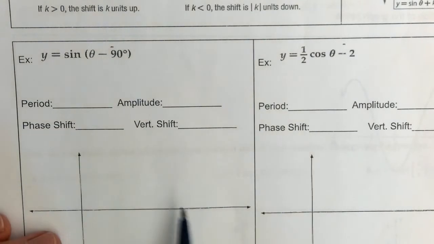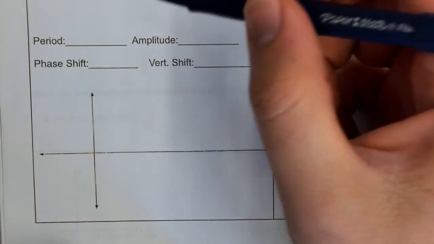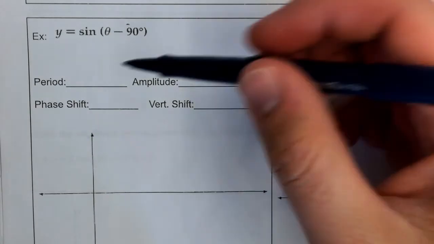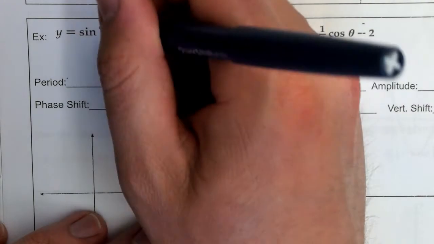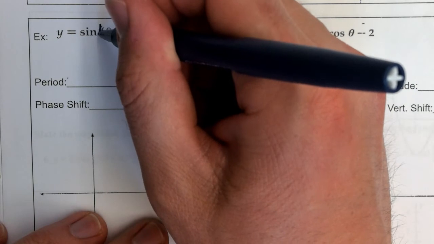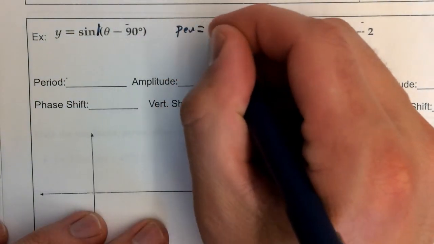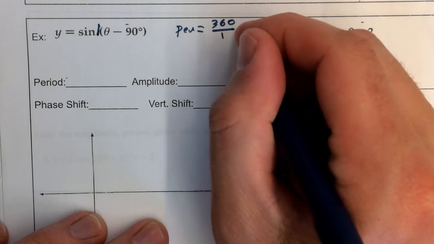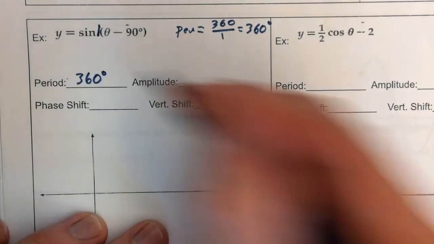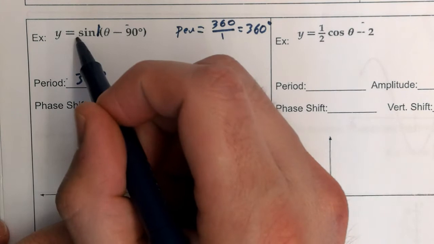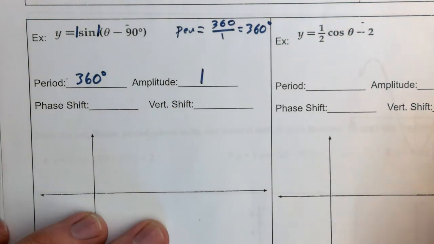Before I go and graph this, you can go right to your calculator, but it can honestly be easier to sometimes just find the key values and then graph it out. So the period is going to be equal to 360 over B. And B, if there's no number written out here, then B is 1. So our period will be equal to 360 over 1. That's 360 degrees. The amplitude is going to be the number out in front of sine. If there's nothing written out there, it's 1. So the amplitude in this one is 1.